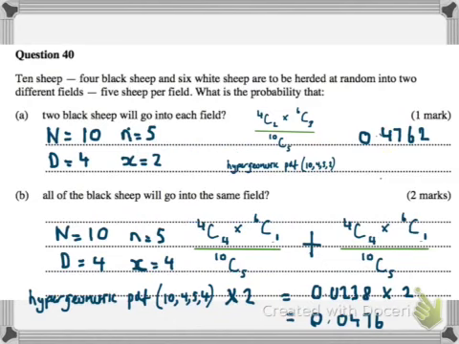0.0849. 10 sheep. 4 black sheep and 6 white sheep are herded at random into 2 different fields, 5 sheep per field. What is the probability that 2 black sheep will go into each field?